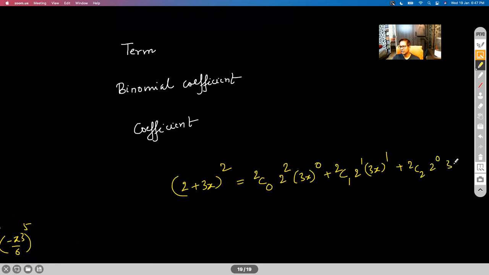Now, if I ask you what is the second term, this whole thing will be your second term. So this whole thing, that is 2C1 times 2 to the power 1 times (3x) to the power 1, will be your second term.